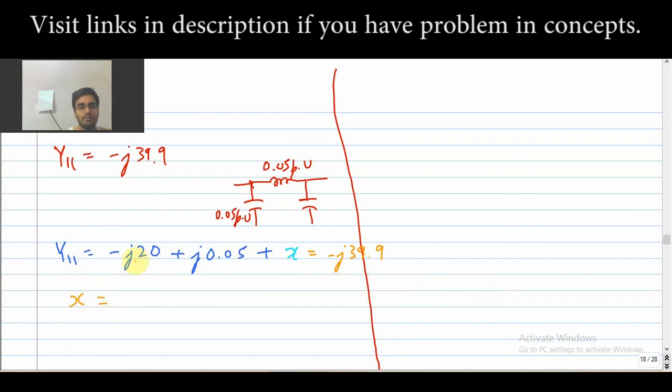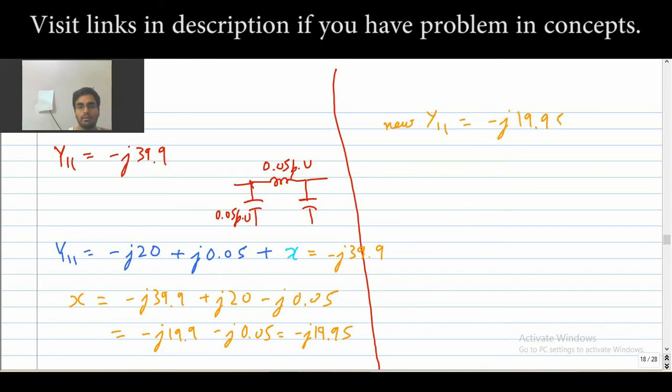We have removed these terms. Then what will x be? Your x will be plus j20 minus j0.05. So this will come out to be minus j19.9 minus j0.05, that is minus j19.95. Now this is your new Y11, minus j19.95.